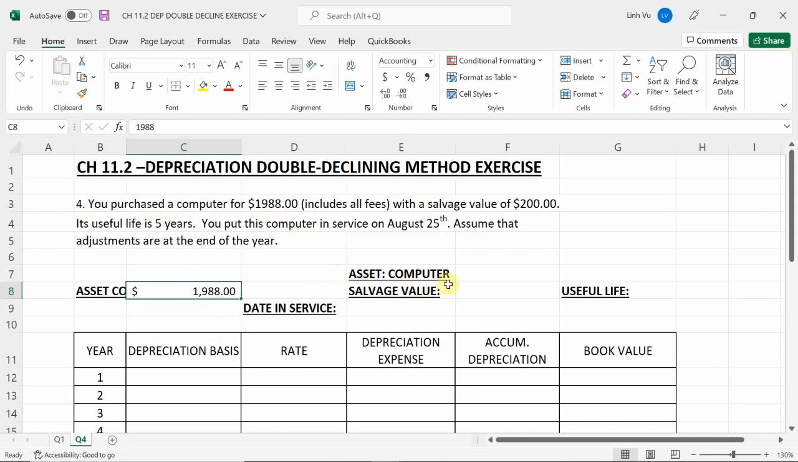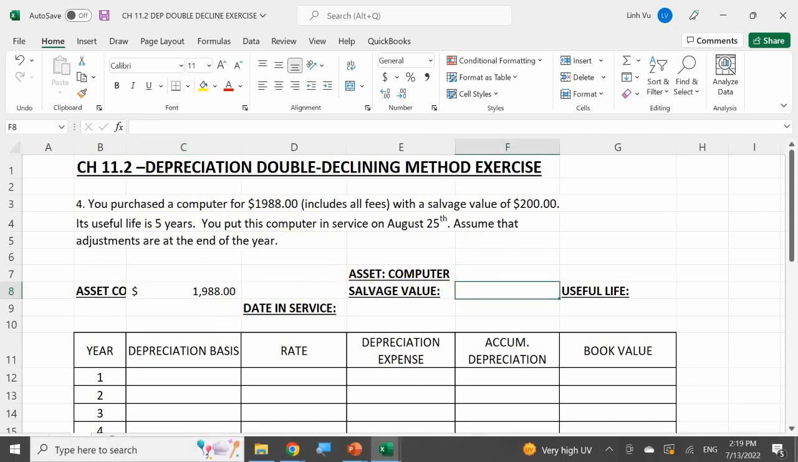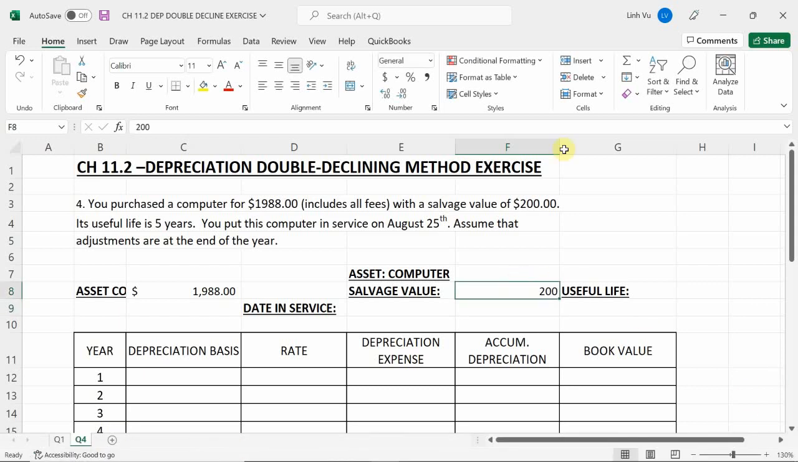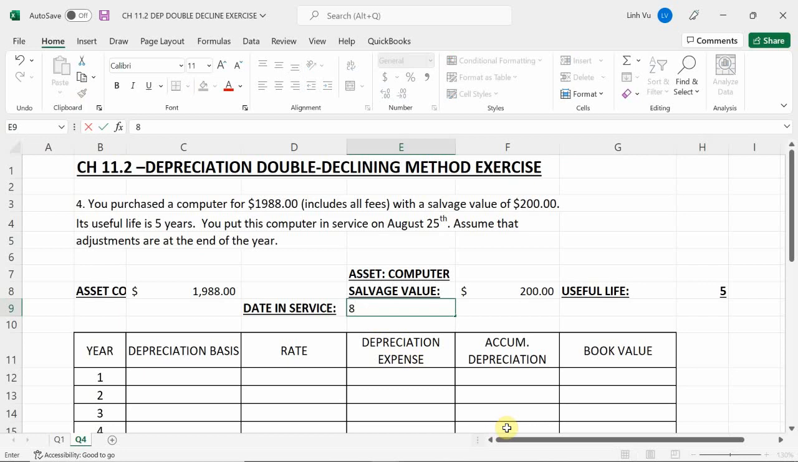How much was my salvage value? 200. So we have a threshold here. And how long is my estimated useful life? 5 years. And last but not least, what date did you place this into service? In this case, August 25th. But you're going to treat it as if you're going to depreciate it September 1st, because it fell after the 15th, right? The first 15 days.